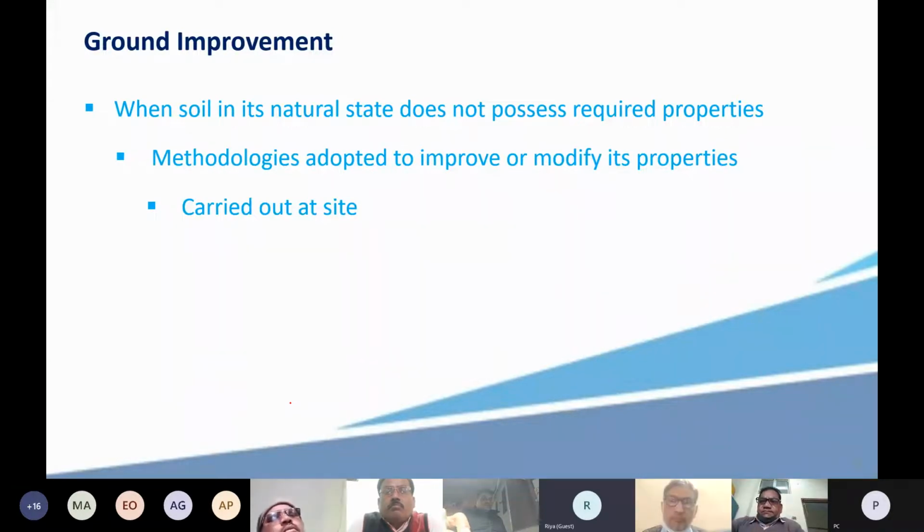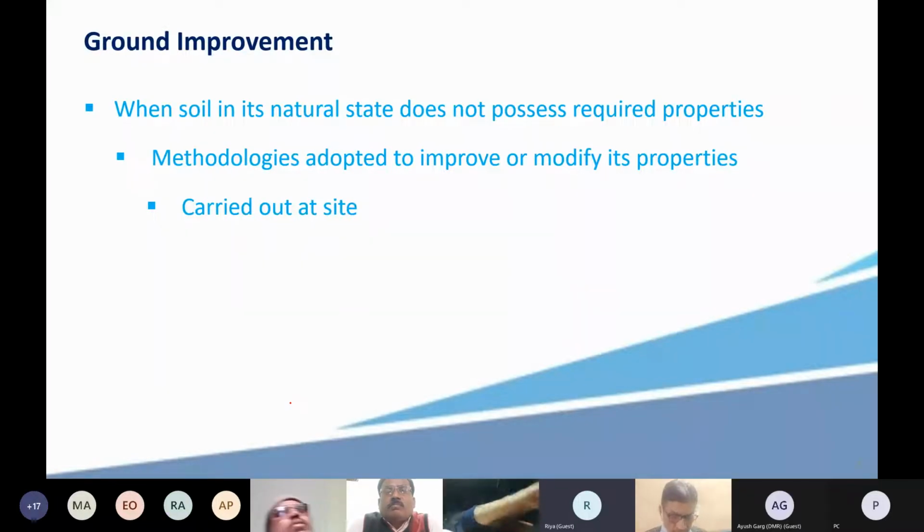So that means exactly which kind of properties do you need to improve in your soil. Based upon this criteria, the ground improvement methodologies also differ. But overall, it refers to improving soil which in its natural state does not possess the required properties that you require as a civil engineer. Whenever you want to modify those, you need certain methodologies. And the most important thing is this improvement needs to be done on site.